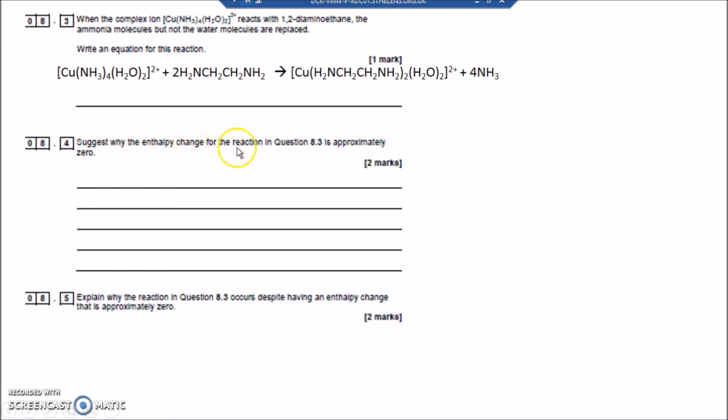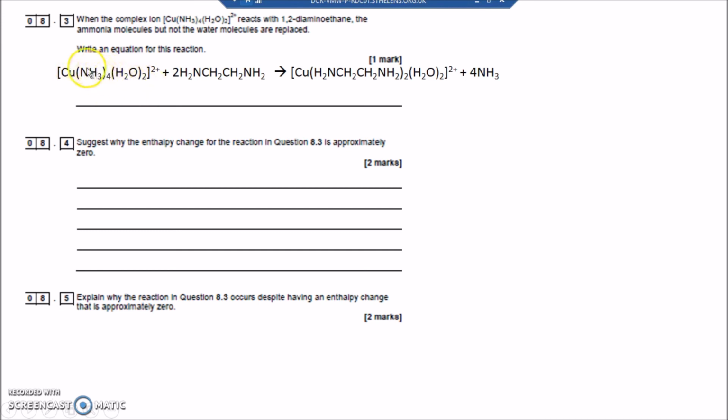Suggest why the enthalpy change for the reaction in question 8.3 is approximately 0. Well, you've got a coordinate bond here from an N to a Cu, and you've got another coordinate bond here from an N to a Cu, so the energy in breaking those bonds and then reforming those bonds must be fairly similar. You've got the same kind of bond being broken, the same kind of bond being formed between an N and a Cu, and between an N and a Cu, because it's the N that donates the pair of electrons to form the coordinate bond.